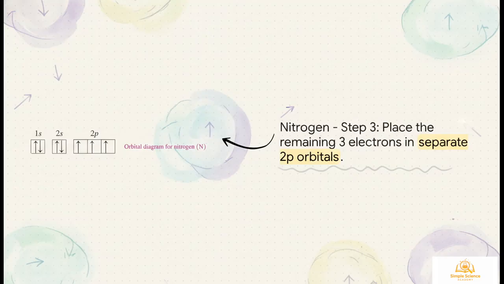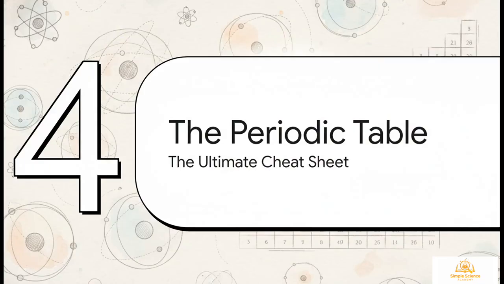So what do we do with the last 3? Remember Hund's rule? They want their own space. So 1 electron goes into the first 2p box, the next goes into the second box, and the last one goes into the third, all with the same spin. And that's it. We've just perfectly mapped the complete address for every electron in a nitrogen atom. Now I know what you're thinking. Do I really have to draw this out every single time for every element? Well, what if I told you there's a giant cheat sheet that's been hiding in plain sight this whole time?